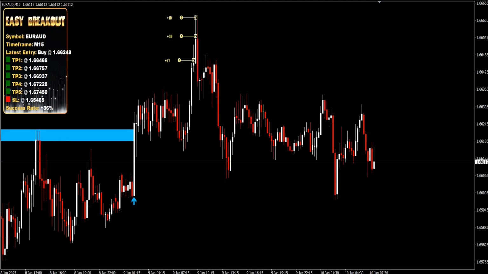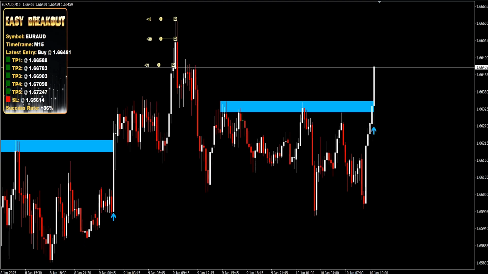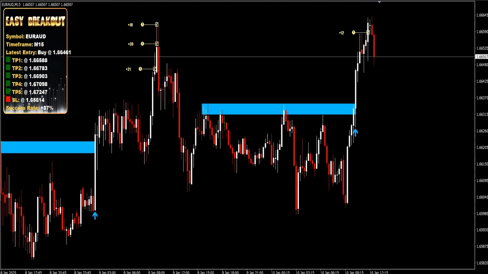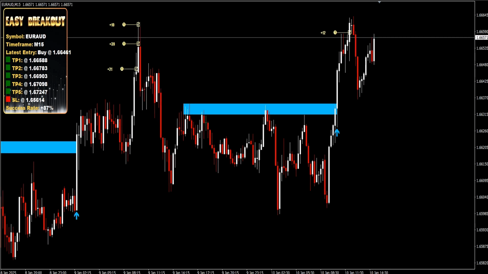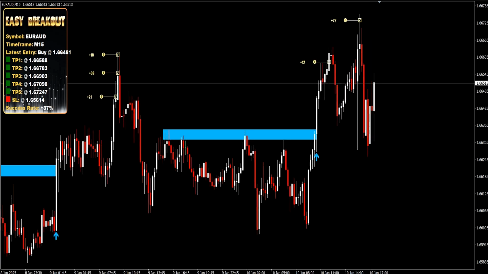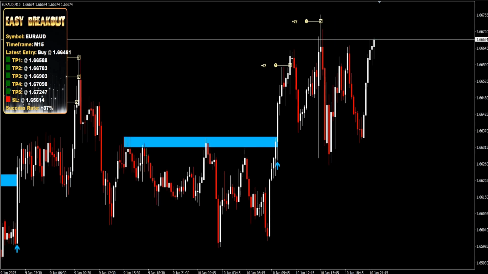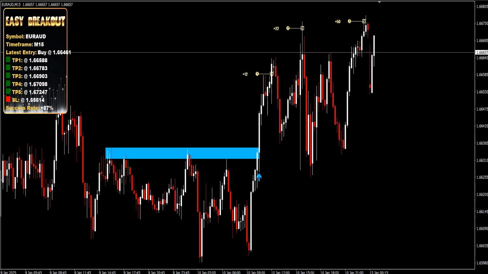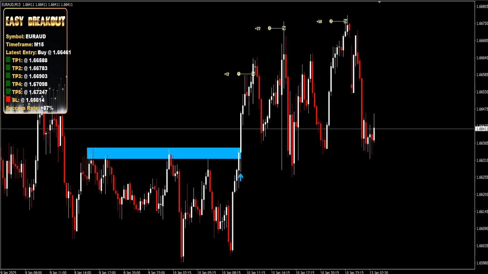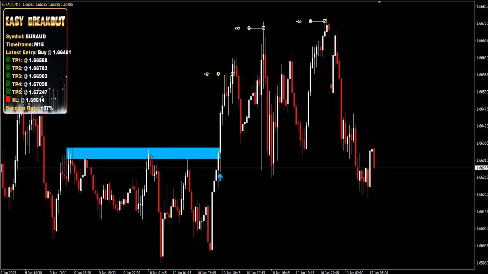Today, I've got something special for you, the Easy Breakout Indicator for MT4. If you're tired of indicators that repaint or give confusing signals, you're going to love this one. The Easy Breakout Indicator doesn't repaint, works smoothly on every time frame, and can be used for Forex, commodities, indices, literally any asset you prefer.